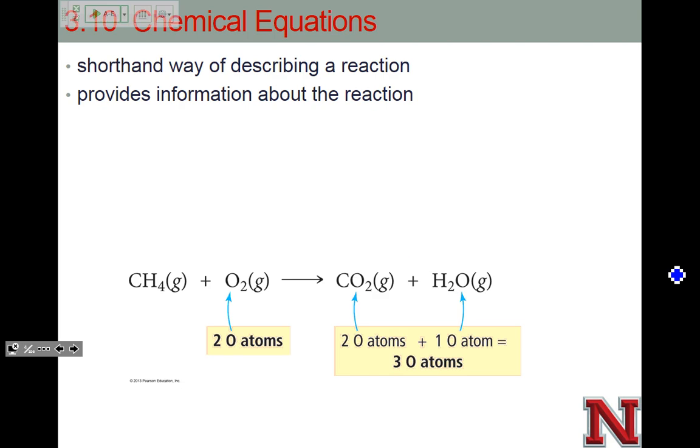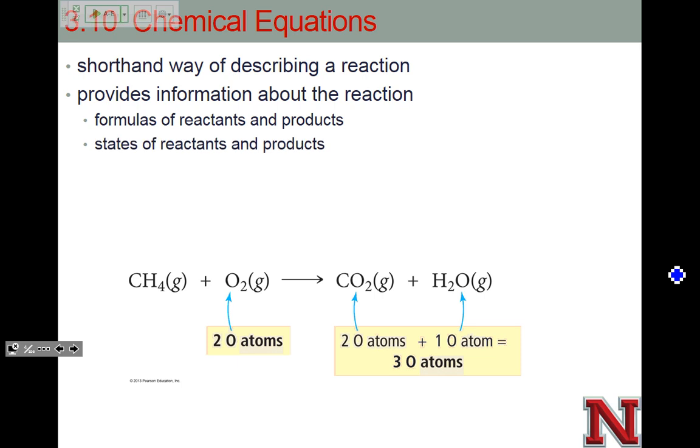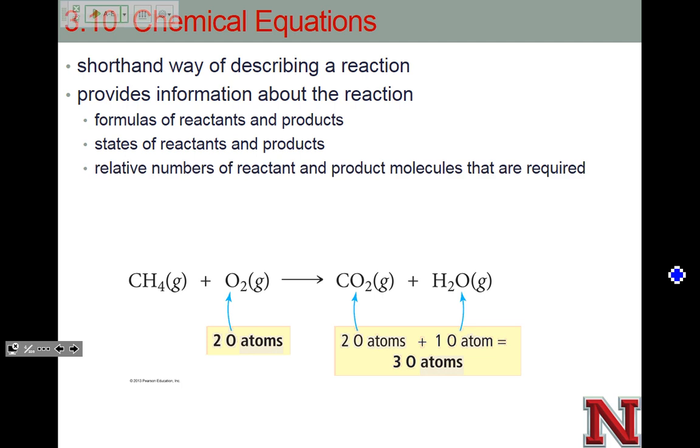So our chemical equation is a shorthand way of describing our reactions, and we provide a lot of information about the reactions. So of course we have our formulas of reactants and products. That's pretty clear. We know how many atoms total are reacting in the molecule. We know a lot about that. The other thing a full chemical equation will show is the state of our chemical matter. For example, what we see here is CH4 and we see a G. That represents that our methane is in the form of a gas in this chemical reaction.